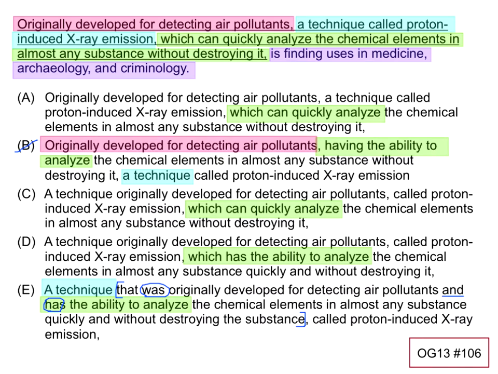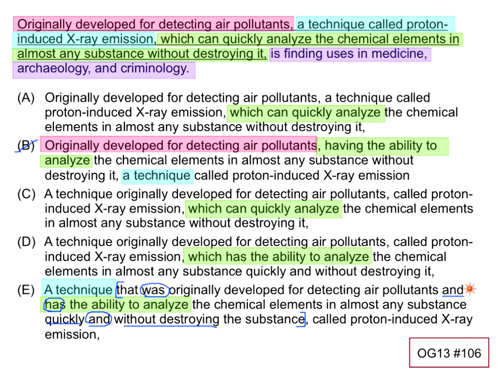So yeah, there are two ands. You can't have two ands in sentences. There's some, but we might want to check parallelism, for example. So we've got was and has, those guys are okay. Let's see, the ability to analyze the elements quickly and without destroying the substance. Straight parallelism, that stuff's all okay. It might sound a little awkward with the and, so you might not like that part of it. And Pete's asking, should we have a that here? It'd be nice to have the that was originally developed and that has the ability, just to make it clear. That would be a nice thing to have.